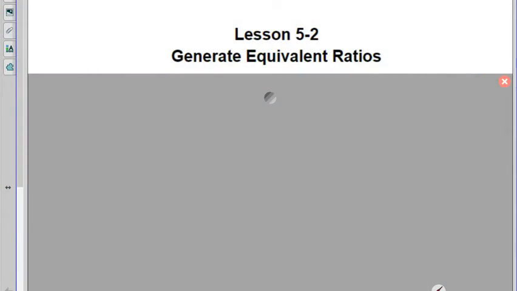Welcome to lesson 5-2. Today we'll be generating equivalent ratios. Now this might sound like something new, but you've done stuff like this before, because fractions are ratios and you know how to find equivalent fractions. So therefore, you know how to find equivalent ratios.